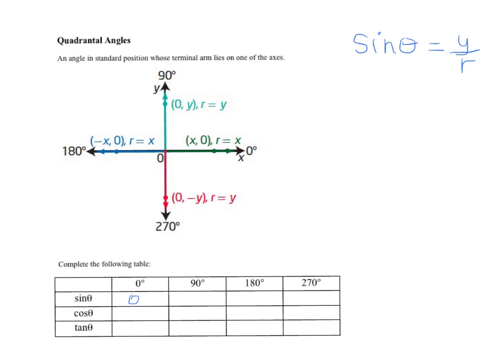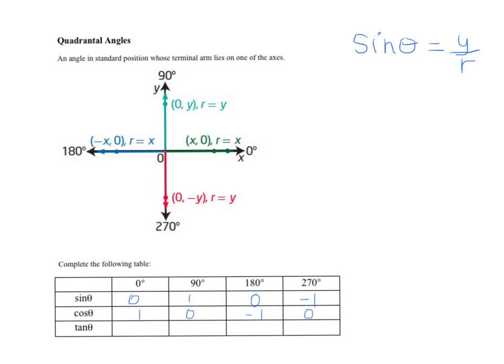If I want to do sine of 90, I'll go up to where 90 is, and sine again is y over r, so it's y over y, which is equal to 1. I filled in my answers for cosine. Are those the answers that you got for cosine? Yeah. Okay, so how about tangent?